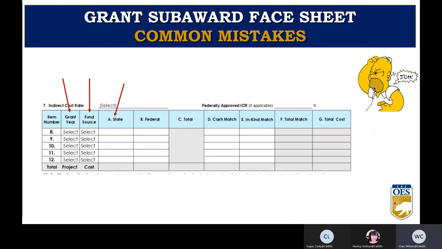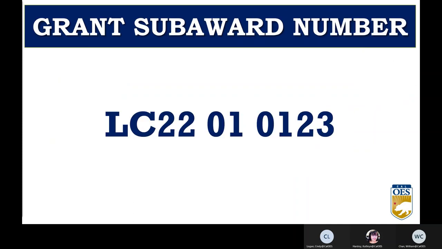In your request for a proposal, in part 1, section F, funding information, you will find the information needed to correctly fill out the face sheet. This is an example of a grant subaward number. There is no need to fill in the subaward number in areas of the form requesting it. The subaward number is given once an applicant has been awarded grant funds.